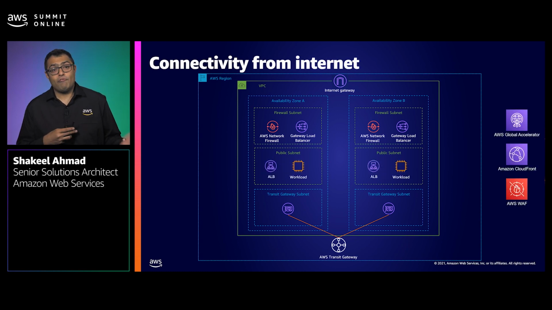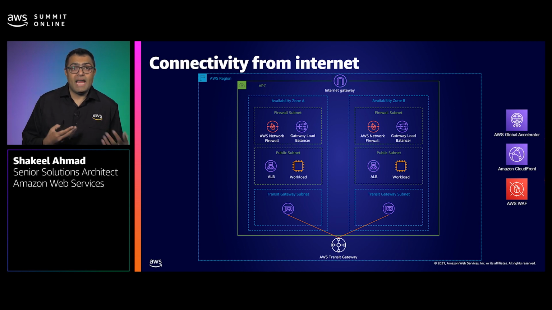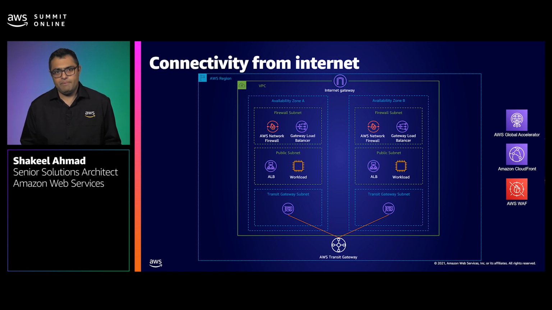When we talk about connectivity from the internet, the same approach should be taken for the ingress traffic from the internet. AWS CloudFront, Global Accelerator, and AWS WAF can help you secure, improve, and accelerate your applications. And services such as AWS Network Firewall and security services empowered by Gateway Load Balancer can help you connect and secure the ingress traffic within the VPC. Now, you can turn this into a dedicated VPC when you connect to Transit Gateway and have one central ingress for all of your connectivity from the internet as well.